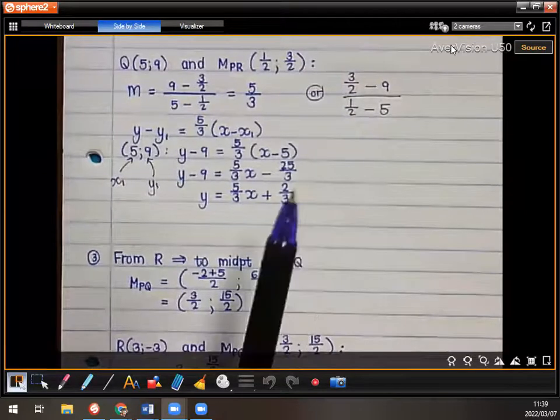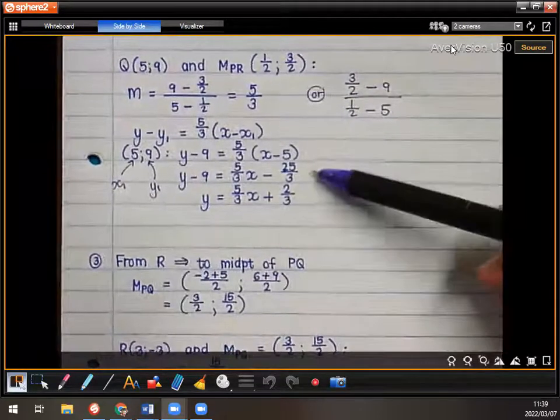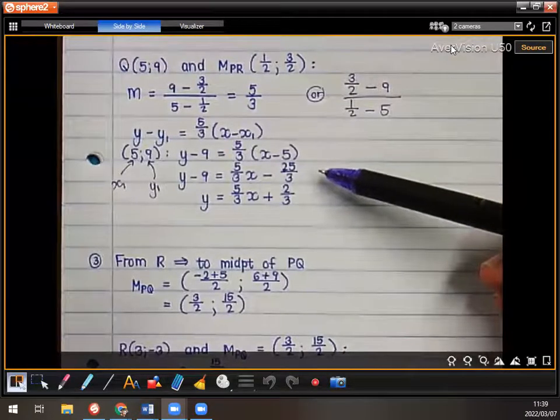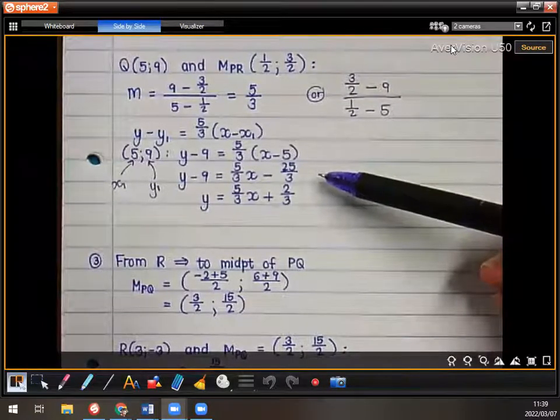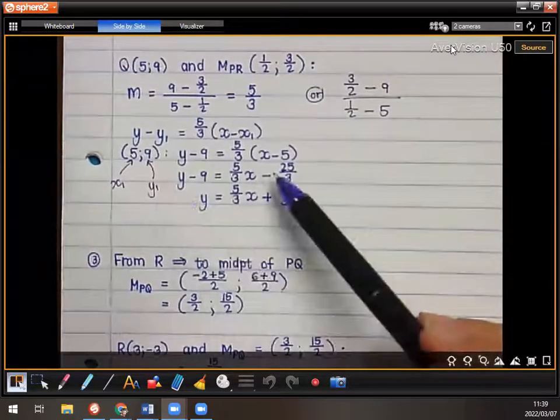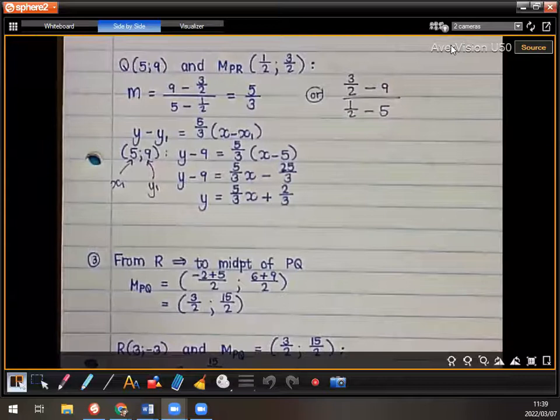Now, guys, why am I not, from this step, multiplying each term by 3 to get rid of those denominators? Why can I not do that in this step? Because technically, this is an equation with fractions, right? Do we remember from the first chapter, if you have an equation with fractions, you multiply each term by the LCD to get rid of them.